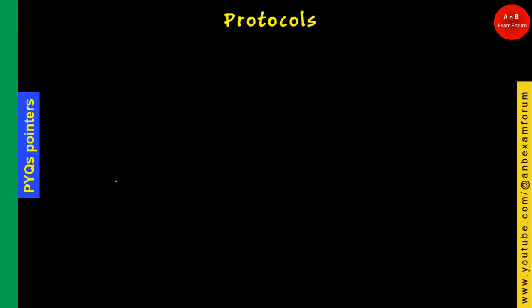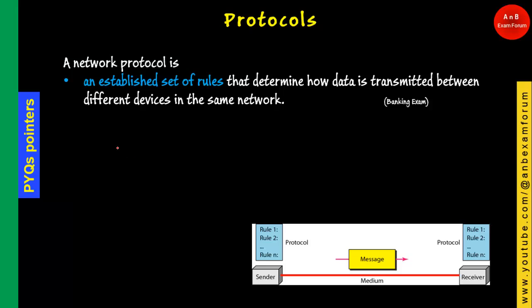So the first one is protocols, and as you know, the definition itself says that it is an established set of rules that determine how data is transmitted between different devices in the same network. What does this mean? Like in the previous chapter, we have seen the different components where there is a sender, there is a receiver, there is a message, and the message is transmitted on the communication medium, right? So the protocol basically defines how the message should be read, what is inside the message. All those rules are defined in the protocol.